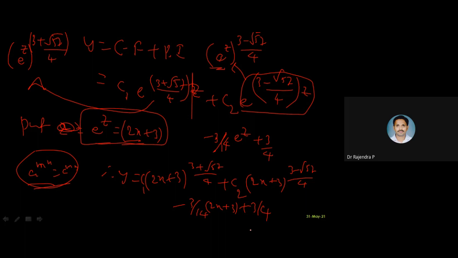So while substituting your z values or e power z values at the end, rearrange the terms a little bit carefully and try to write down. So that will give your complete answer. So this is your complete answer: complementary function plus particular integral. Yes. Is it clear, this particular method?